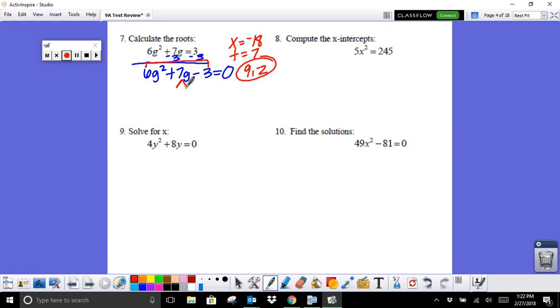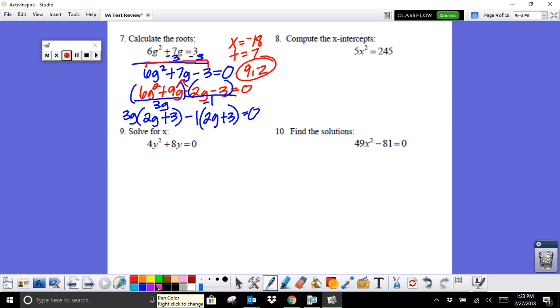So I'm going to break my middle term apart into a plus 9g, a minus 2g, bring my first term down, bring my last term down. And now I'm going to group. My first group has a 3g in common. If I take that out, that leaves me with 2g plus 3. My second group, I don't see anything they have in common, which means I need to bring out a 1. Really, it's a negative 1. And that leaves me with 2g plus 3.